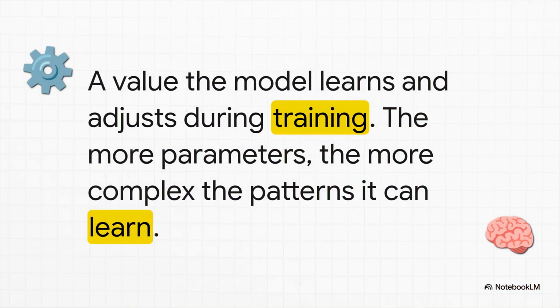But what on earth is a parameter? The best way to think about it is like this. Imagine a massive machine with billions and billions of tiny little dials. During its training, the model is constantly tuning each one of these dials, these parameters, to get better and better at predicting the next word. The more dials it has, the more nuanced and complex the connections it can make about the world, all based on the text it reads.